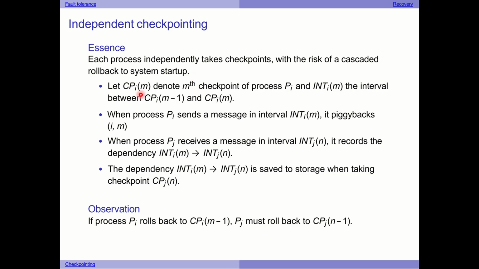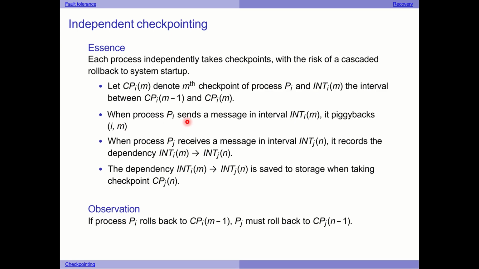Here, C means the checkpoint. So C P I M denotes the Mth checkpoint of process P I, taken by process I at the interval M, which is the time interval between two checkpoints. So this is checkpoint 1, and this one is checkpoint 2.